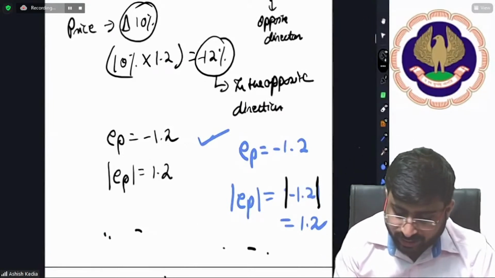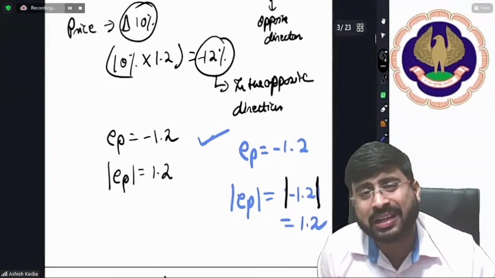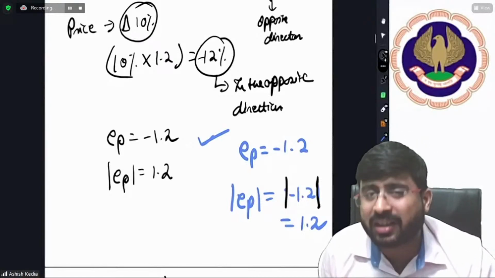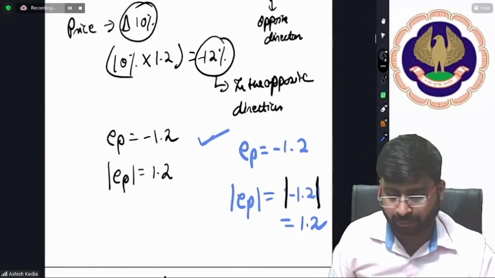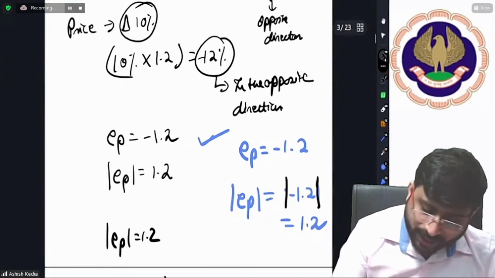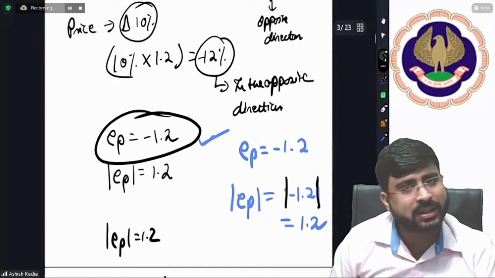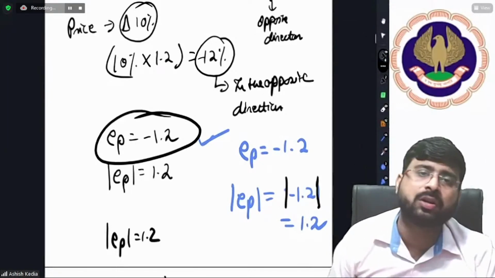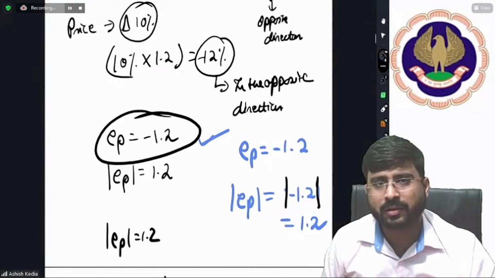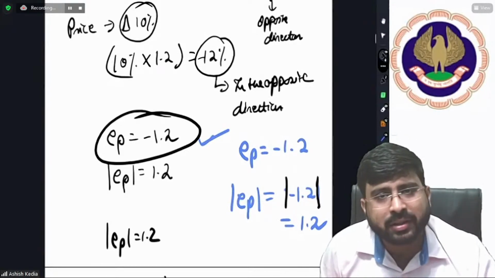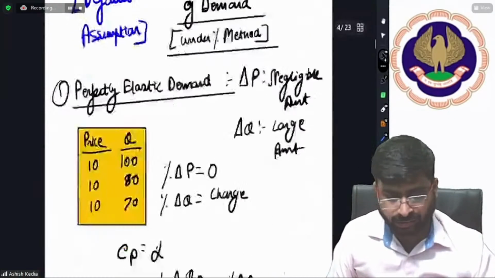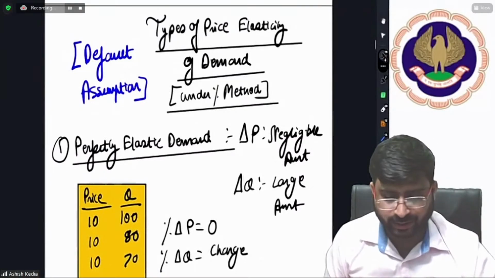The broad bottom line is, whenever you present price elasticity of demand, please remember, you will always present the answer in the modulus sign. You are correct that minus 1.2 is the correct answer, but for the sake of presentation, we put it into modulus sign. I hope that's crystal clear, everyone. Yes, sir, crystal clear.